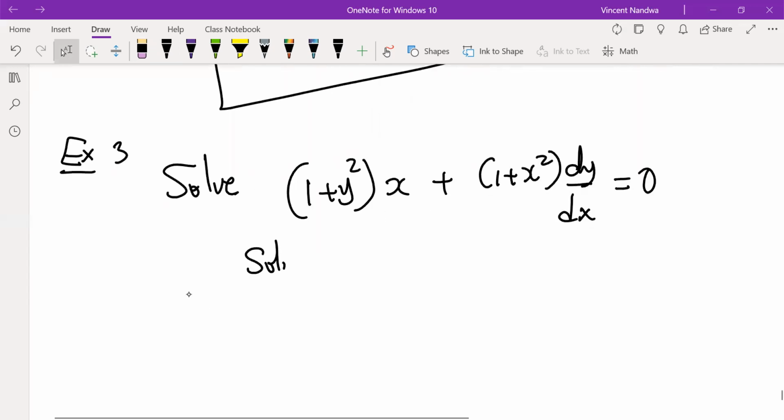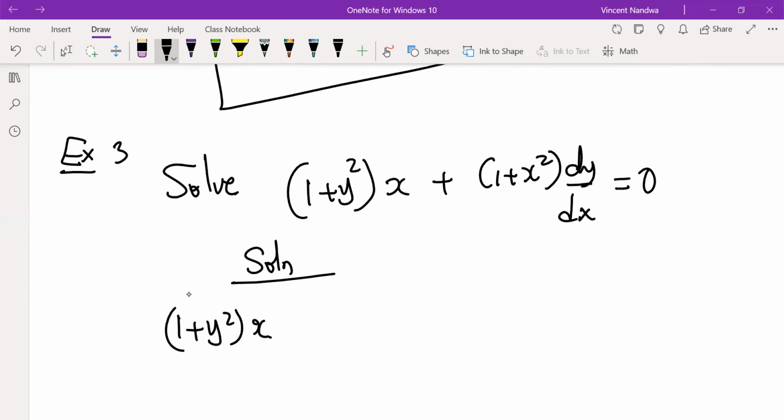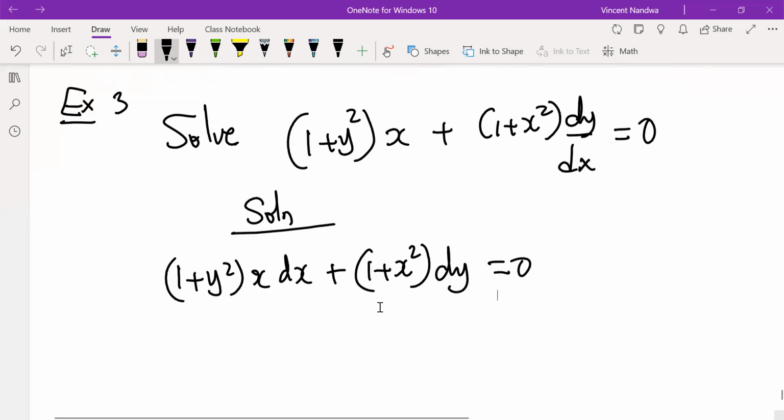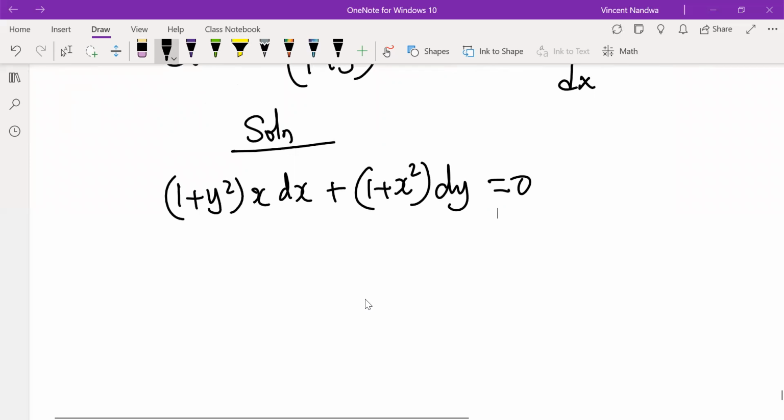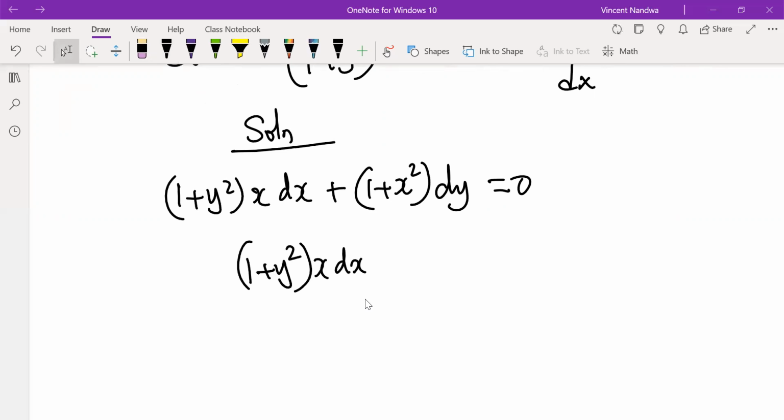Now, solution for this: multiply by dx, so (1 plus y squared) x dx plus (1 plus x squared) dy equals 0. Now, after that, we have (1 plus y squared) x dx equals negative (1 plus x squared) dy.